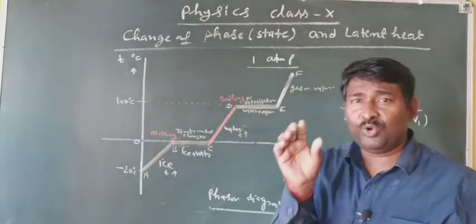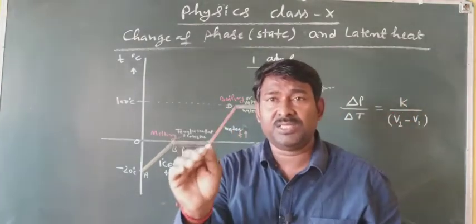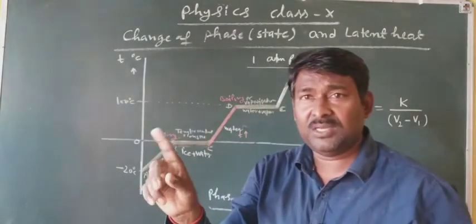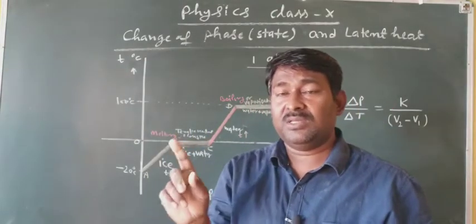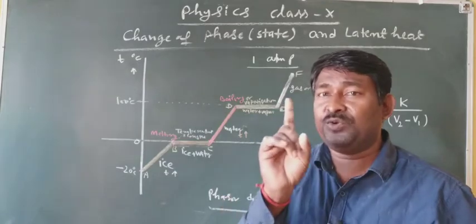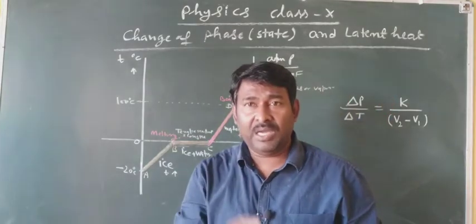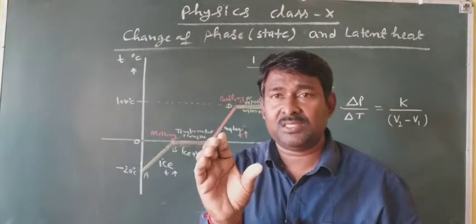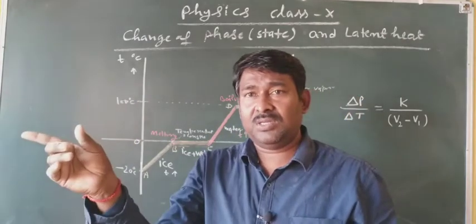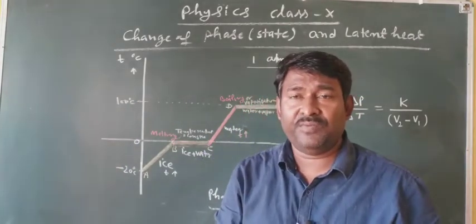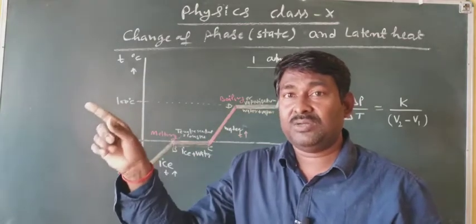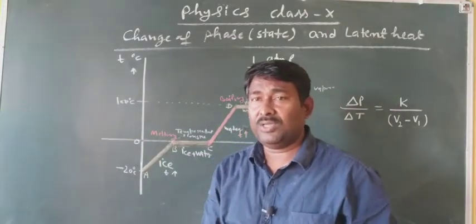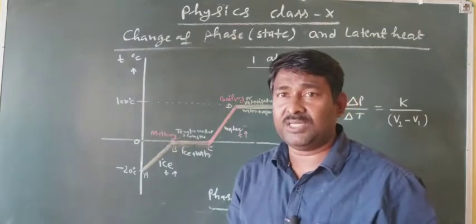V1 is the volume of the substance in the initial state, and V2 is the volume of the same amount of substance after the change of state, meaning the volume of the final state. For example, if you have 1 kg of ice having some volume V1, and after the change of state this total ice of 1 kg is converted into water of 1 kg, then what is the volume of that 1 kg of water made up of 1 kg of ice? That is the final volume, that is V2.